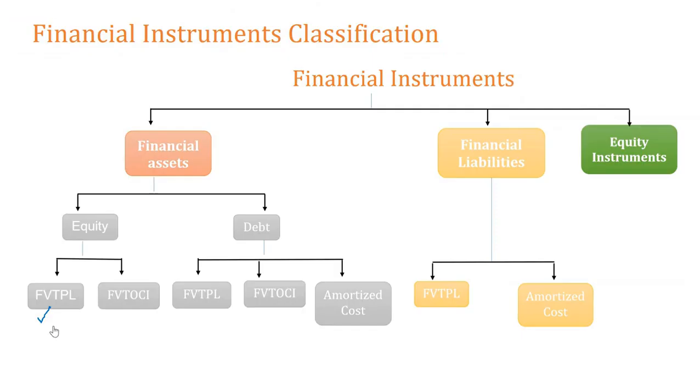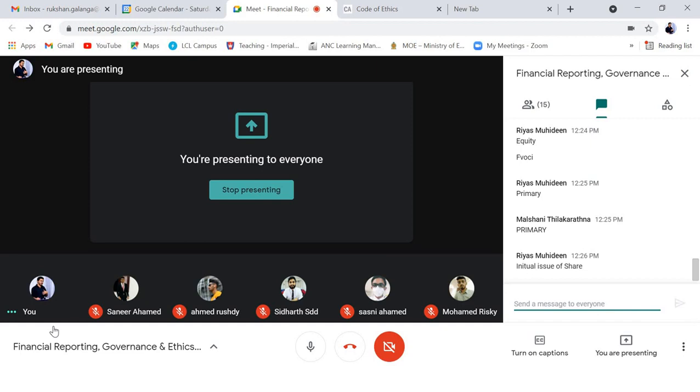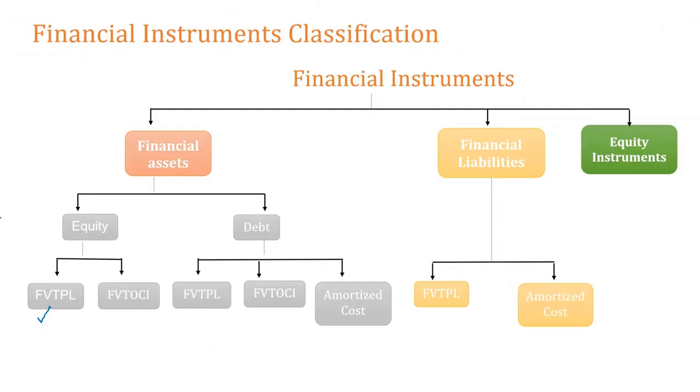Where should I classify that? Where should I classify that part? Debt fair value through profit or loss. Very good, right? It should be debt fair value through profit or loss. Why?